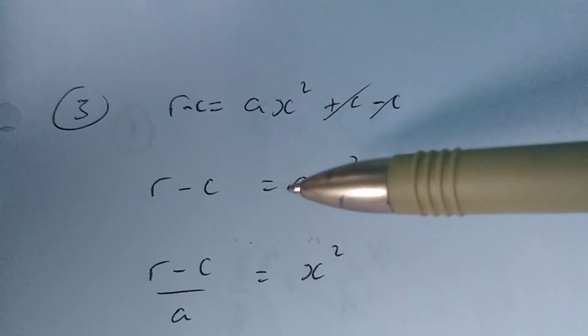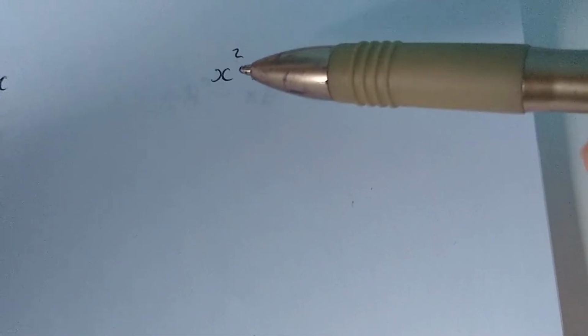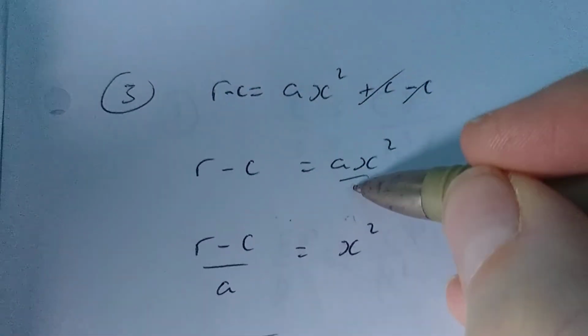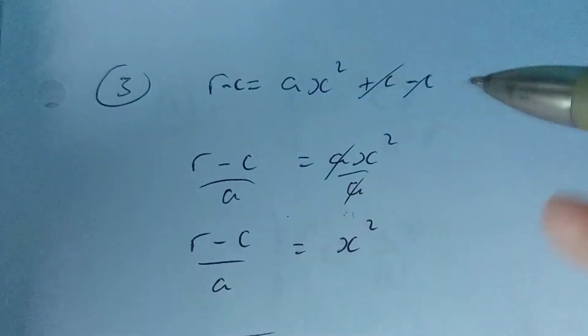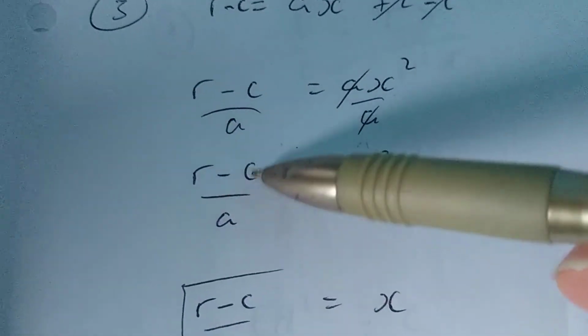The next thing we need to undo is multiplying by a. Again, because that's the second last thing we've done. Then after that, we're going to do the inverse of squaring. So I'm going to divide both sides by a here. So divide that side by a and that side by a. A divided by a is 1, so I'm left with 1x squared here, just left with x squared. So r minus c divided by a.